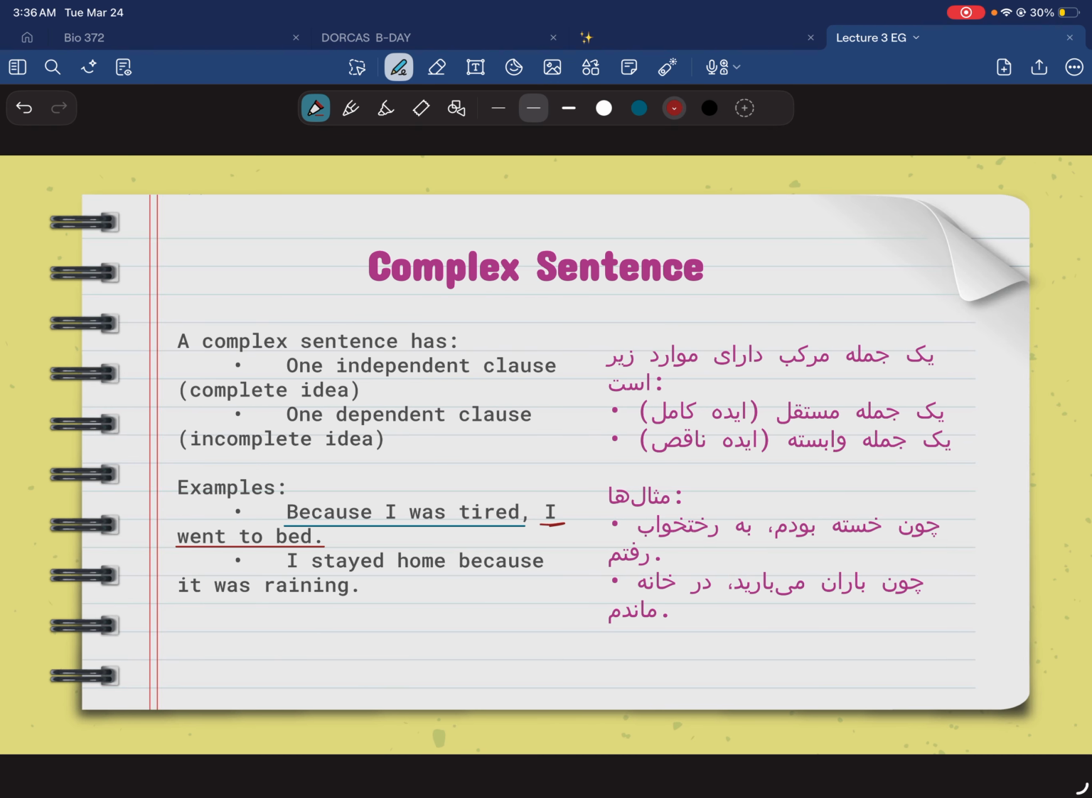But let's go ahead and also, so you can pause it and try to do it by yourself. And also do it for this one as well. I stayed at home because it was raining, right? So let's try to do it for both.